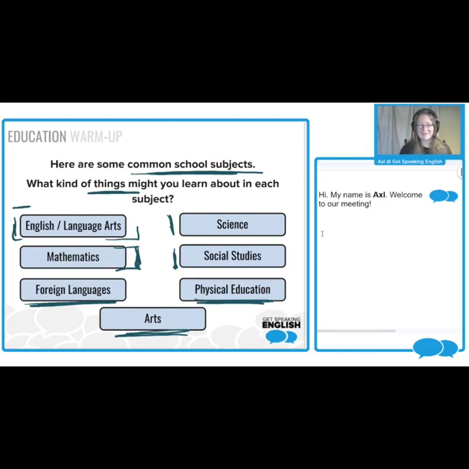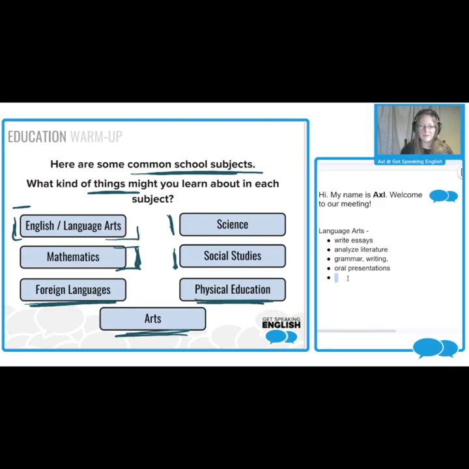Let's think of some subtopics that might come up under these topics. For language arts, for example, you might learn how to write essays, maybe analyze literature. You may learn about grammar, writing, and also, obviously, giving oral presentations. Those might be some things that will come up.